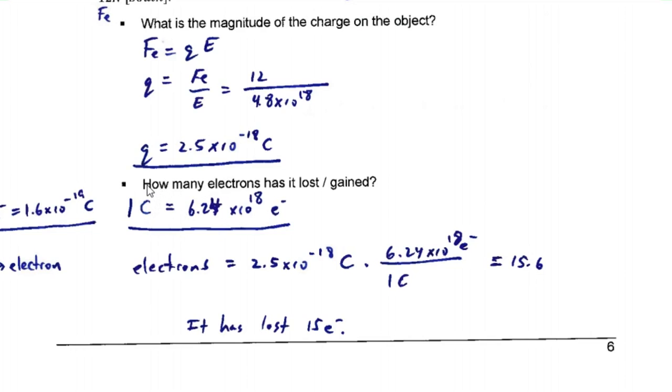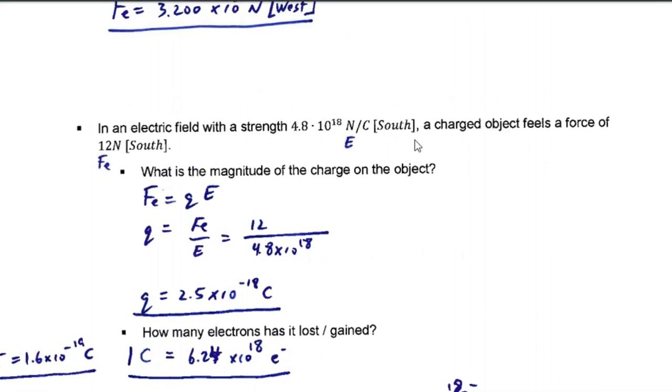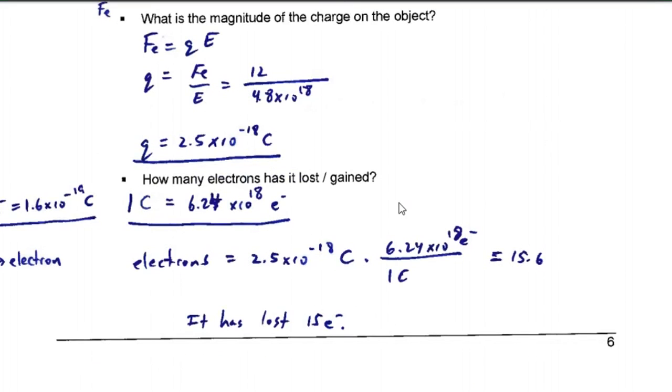And so in this question here, it says, well, how many electrons has it either lost or gained? If you're looking at a charge of 2.5 times 10 to the negative 18 coulombs, and keep in mind this is a positive charge, the question you could ask yourself is why? Well, up above here you have a field strength that's to the south, you have a force that's to the south, and therefore if they're both facing the same direction, then that means that you have a positive charge because they're both in the same direction.